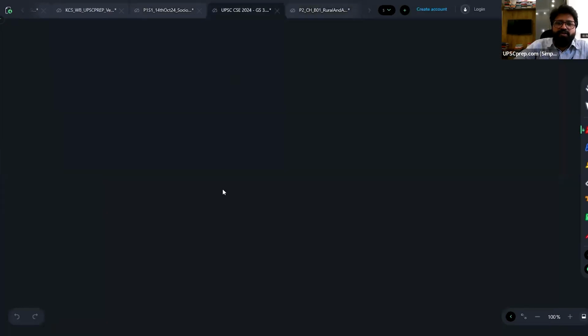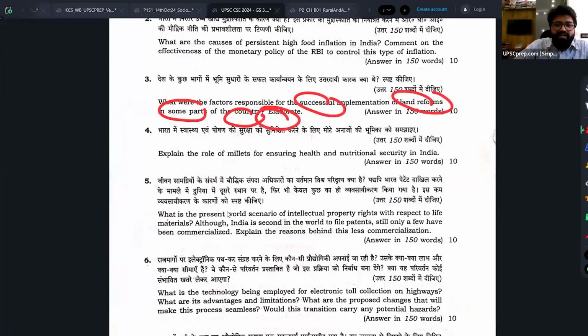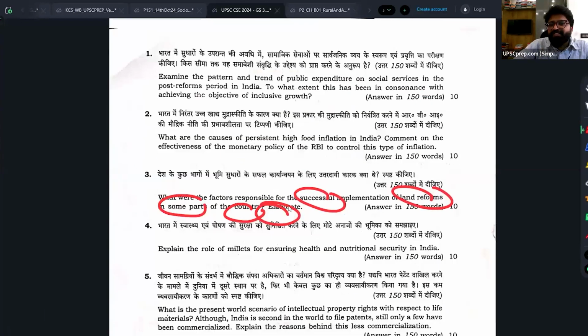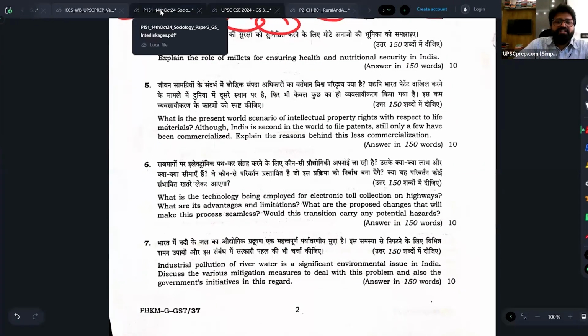Question kya tha aapka, right? What were the factors responsible for successful implementation in some parts of the country? Okay, so directly. Here, if you are not able to gain that extra 2 marks, I would say easily extra 2 marks compared to any other competitor, because you have studied this in your sociology. Okay, so this is paper 3. Imagine, I'm not even talking about paper 1's Indian society part. I'm talking about paper 3. So wahan pe bhi you're gaining that extra edge.